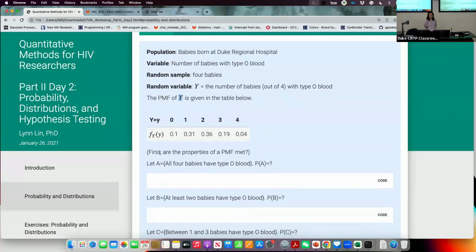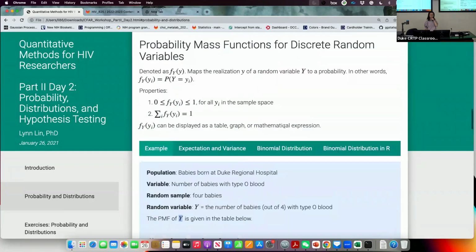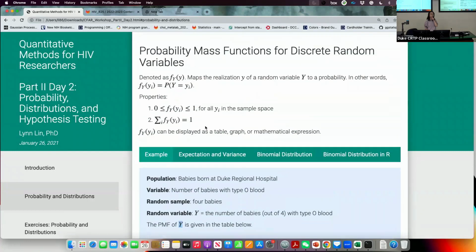So first of all, do these functions satisfy the properties of being a probability mass function? Is this a valid function? So the criteria is there are 2 properties you have to satisfy. So first of all, is this for all the possible realizations of this random variable Y?